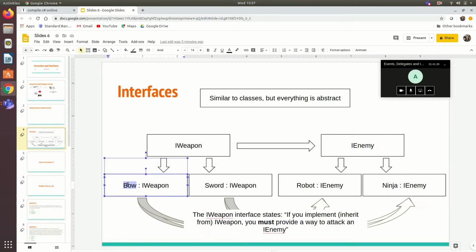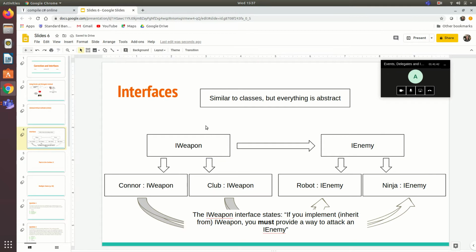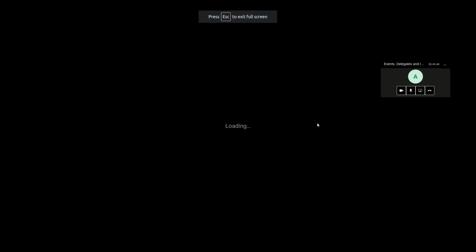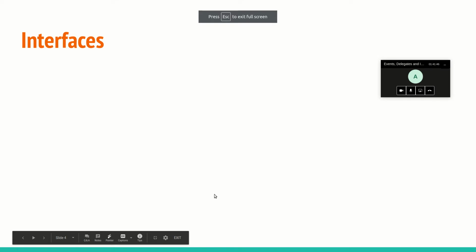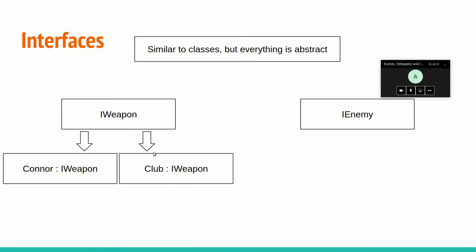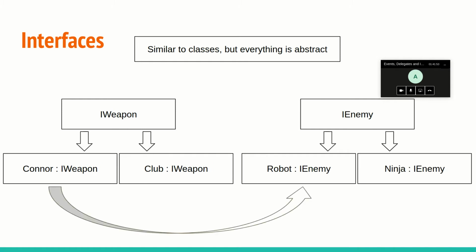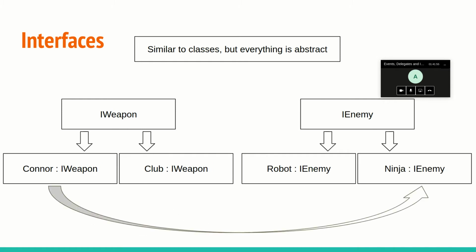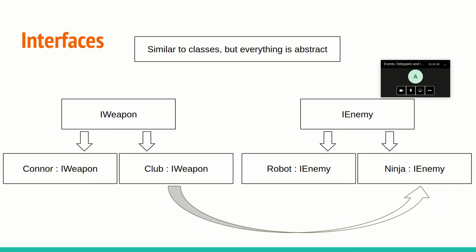Okay, so our one weapon will be connors. I hope you guys managed to follow when I'm referring to connor as a weapon. Okay. And our other weapon is going to be a club. Cool. And so what this is now going to say is, yeah, you can see that this would still work. Connors will be able to attack robots and clubs will be able to attack robots, and connors will be able to attack ninjas and clubs will be able to attack ninjas.